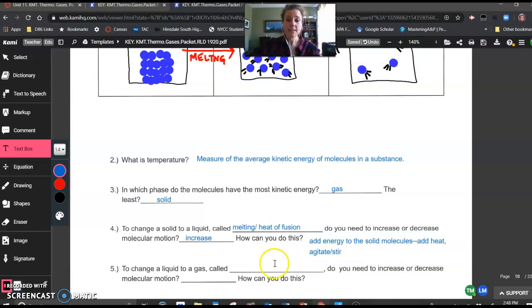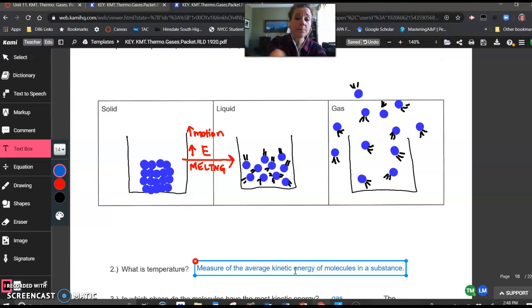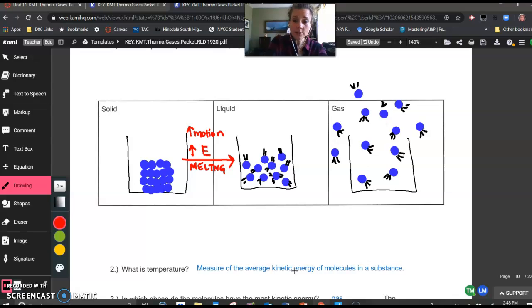Okay, number 5 says to change a liquid to a gas, what is it called? And the same questions, do we need to increase or decrease the amount of energy? Well, again, I'm going to use the same color here. So to go from a liquid to a gas, I have increased the number of zoomies, right? My liquid molecules each have 2 zoomies, while each of my gas molecules have 3. So I have to increase the energy, and I have to increase the motion. Changing from a liquid to a gas is called evaporation.